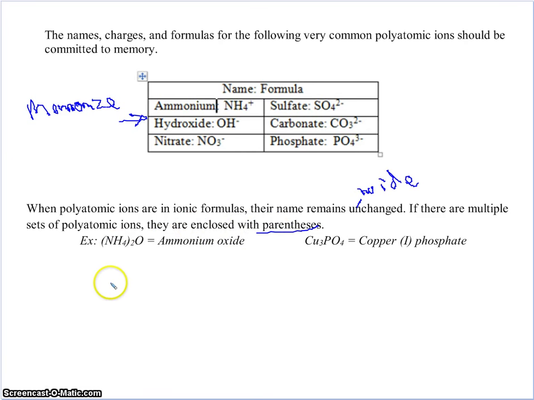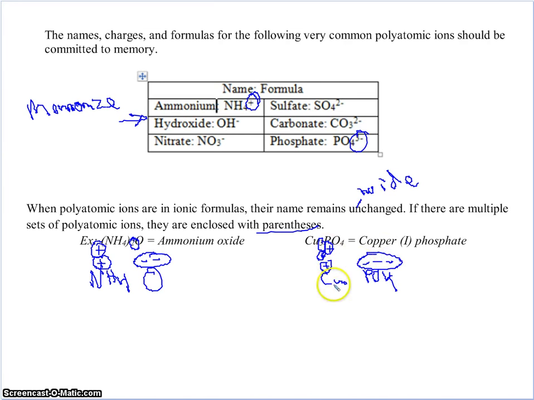So ammonium oxide, right? Ammonium is a +1 right here. So there's 2 of them, and we know oxide has a -2 charge. So see how there has to be 2 of them to balance out the charge. And then copper 1 phosphate. Copper 1 is telling us the charge is +1. Subscript here says there's 3 of them. PO4, if we look up here, has a 3- charge. And so sure enough, it has to be 3 coppers to balance these out. But notice we don't need parentheses around the phosphate because there's only 1 of them.